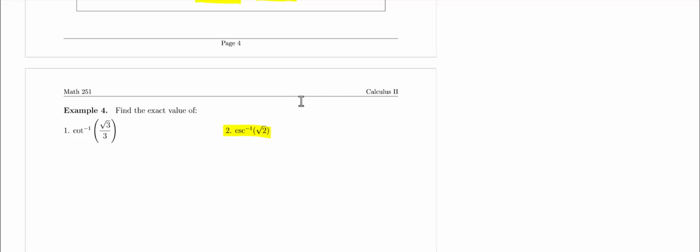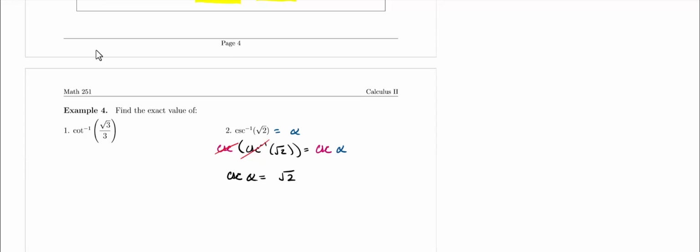The first thing to do is to rewrite the problem without the inverse cosecant. Now, how do we do it? Well, I'm going to set the cosecant inverse of rad 2 as alpha. Now, I'm going to take the cosecant of both sides. Now we see that the cosecant and the cosecant inverse cancel, and we're left with simply the cosecant of alpha equals rad 2.